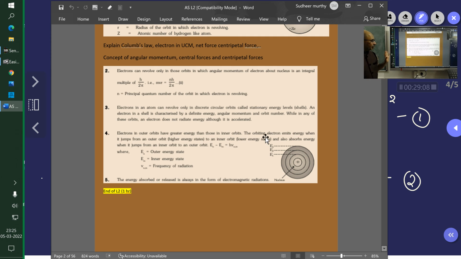Okay, so that's it. The orbiting electron emits energy only when it jumps from outer orbit to inward. Supposing the electron jumps from higher orbit to lower orbit, then during its transition it is going to emit energy. Now it is very clear here. An orbiting electron emits energy when it jumps from outer orbit to inner orbit, from higher energy state to lower energy state.